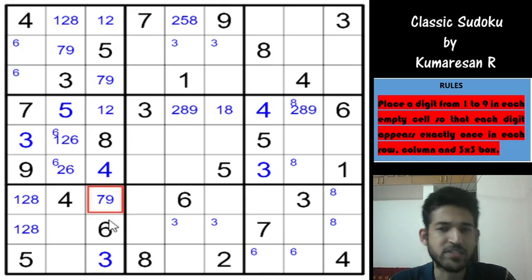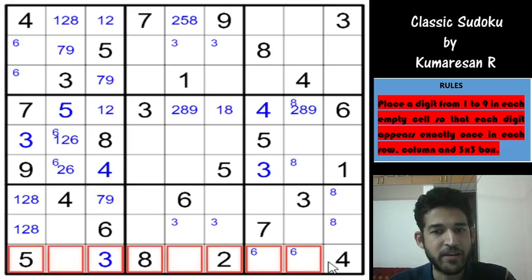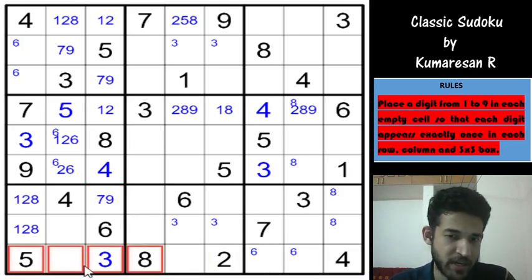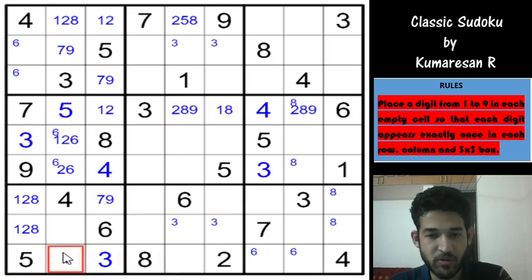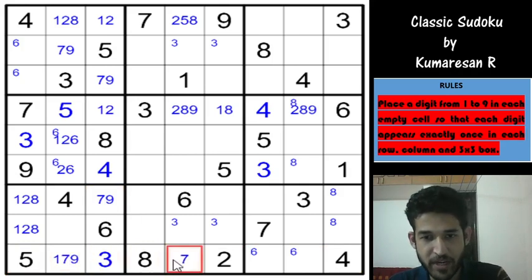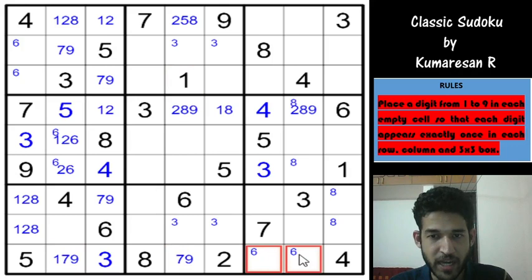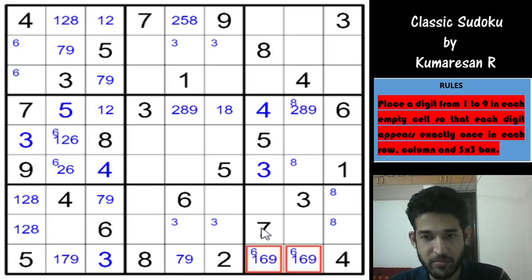So now maybe let us look at row 9: 2, 4, 3, 5 and 8. So remaining digits are 1, 6, 7, 9. So this would be 1, 7, 9. This would be 7 and 9 because you have 1 here. And these two cells must be 1, 6 and 9 because of the 7 here.